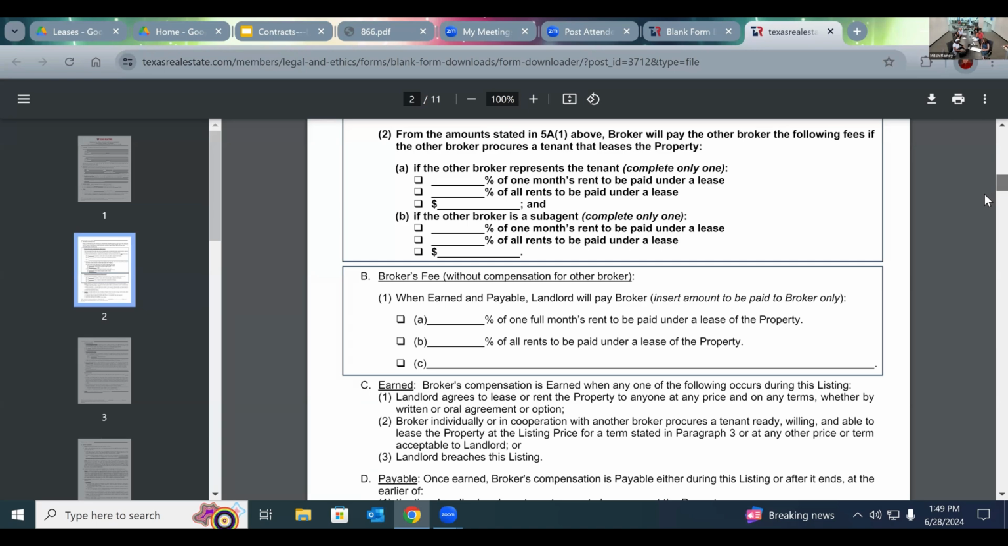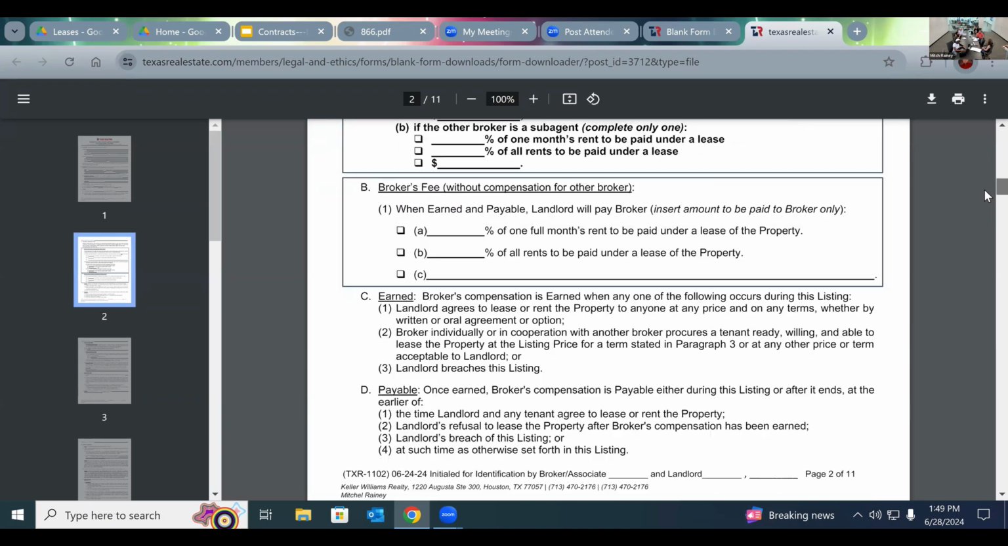Does our brokerage here have any standard of what is or is not acceptable in those? If you're gonna take anything less than 3% on a sale, you need to have it approved by the office first. So I get that part for the sale. But for this, normally it's the same. Okay.